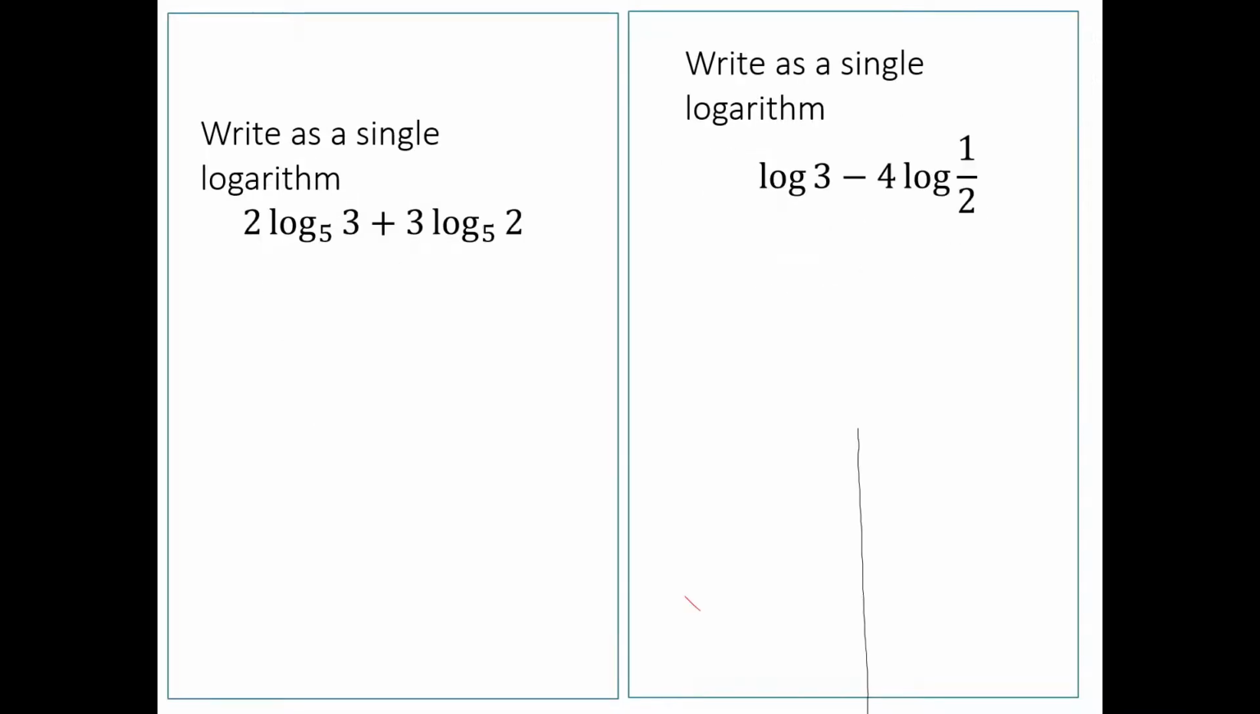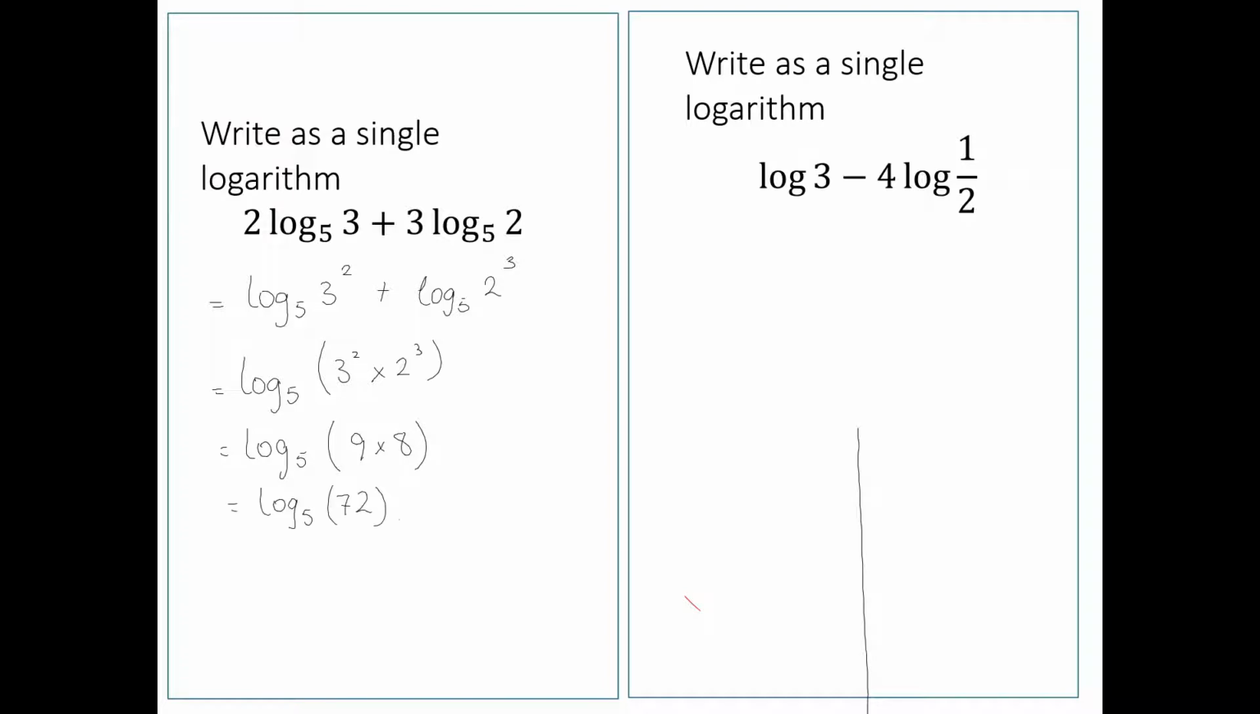Onwards. What about this? Well, we can start by raising them to the power. Then we can do the multiplication. 3 squared times 2 to the power 3. Well, 3 squared is 9. 2 to the power 3 is 8. And then we've got something much simpler than we started with.